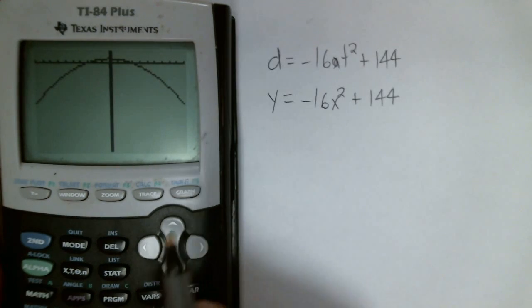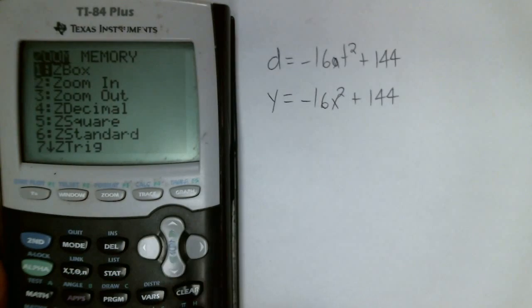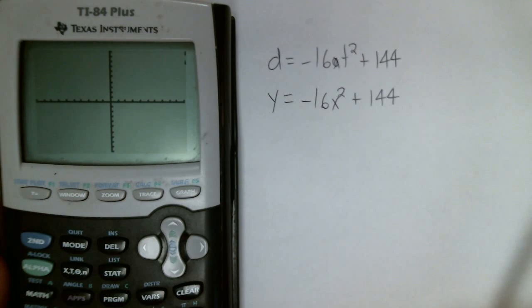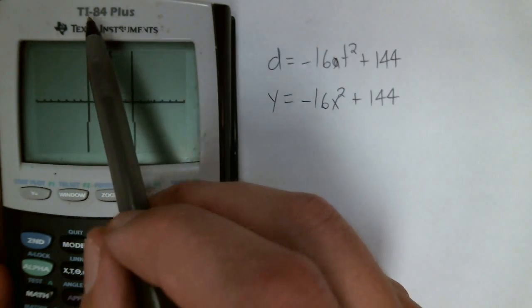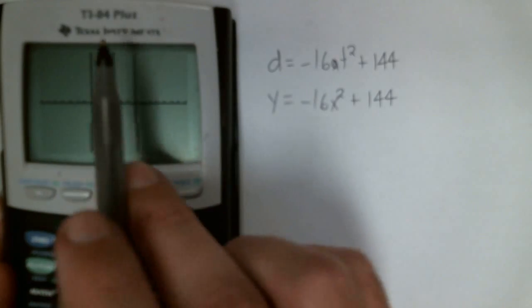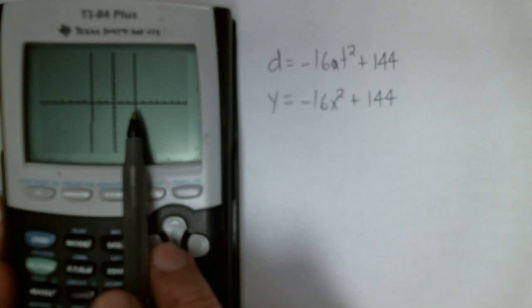Let's go back to zoom standard. I want the standard window. So go zoom 6. And let's get back to our standard window and let's see if we can see the graph. Okay, that's not too bad. I can see both sides of the graph. Okay, so once again, it's going way off the screen. I don't care about the vertex in this problem. I want the x-intercept. I want that guy right there.